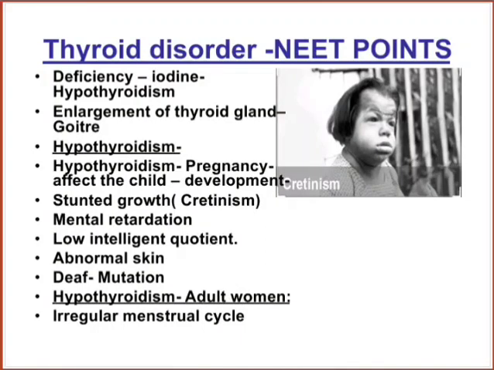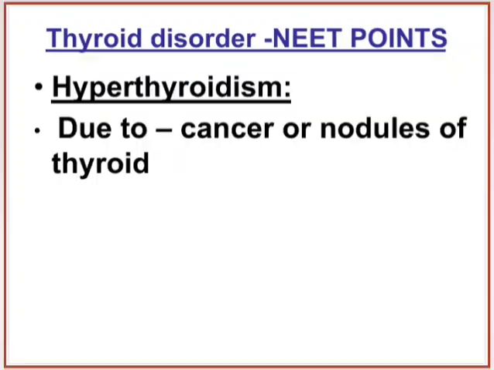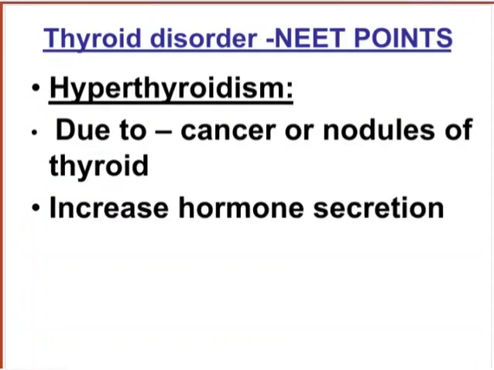Hypothyroidism in adult women. It's not a pregnant woman, a normal adult woman, which may cause an irregular menstrual cycle. Hyperthyroidism means the thyroid gland secretes an excess amount of thyroxine hormone than the normal level. Hyperthyroidism occurs due to cancer of the thyroid gland or due to development of nodules of the thyroid gland, either the cancer or nodules in the thyroid gland, which cause abnormal, enormous development of follicle cells. Absolutely, it leads to abnormal secretion of an excess amount of thyroxine hormone.